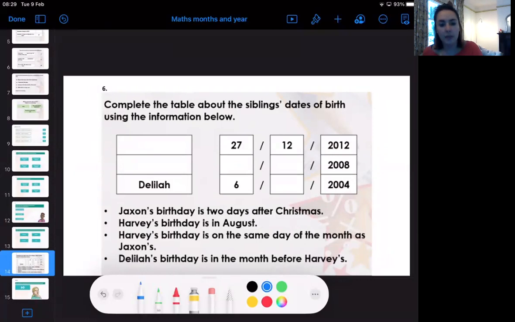Harvey's birthday is in the same month as Jackson's. So you need to see when Jackson's birthday is. And Delilah's birthday is in the month before Harvey. So you can fill in that blank for Delilah's month of the year. We've got here the day of the month, the month of the year, and the year.